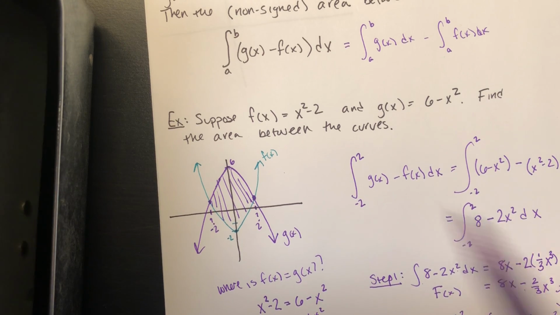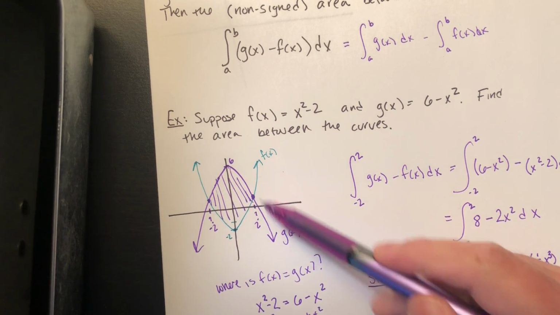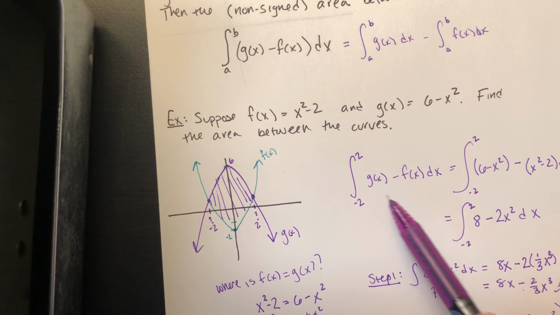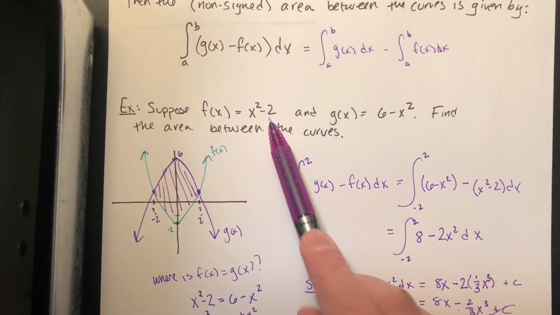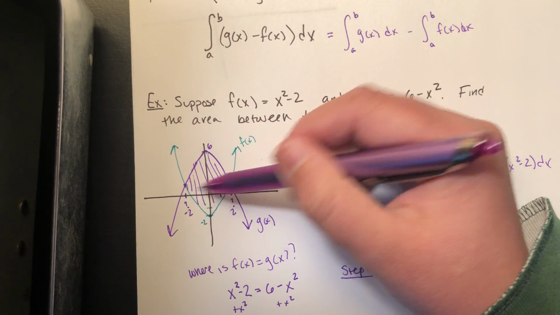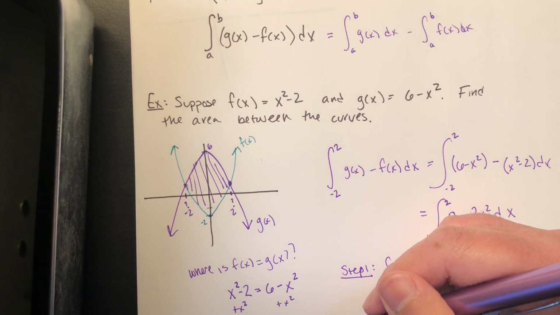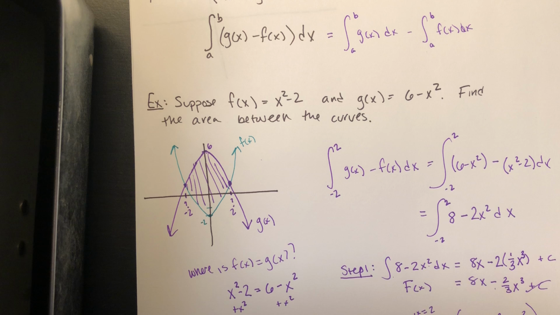Okay, so just to summarize, what we did is we determined which function was on top. That's going to be the g of x function, 6 minus x squared. So we subtract g of x minus f of x, right? And we figured out where these two functions intersected by setting them equal to each other and solving, and those told me what the bounds were on the integral. And then I just applied the fundamental theorem of calculus, part 2, to actually compute that integral.